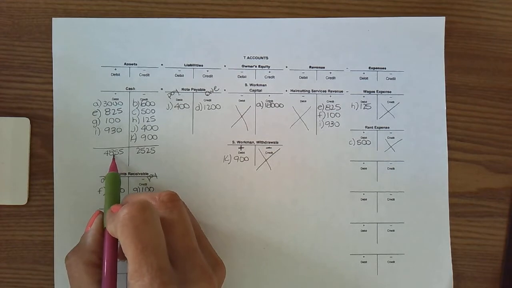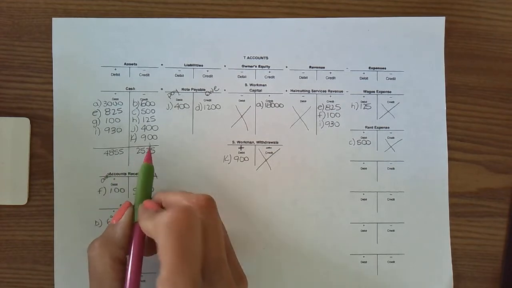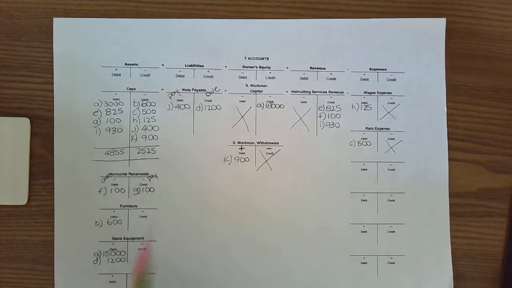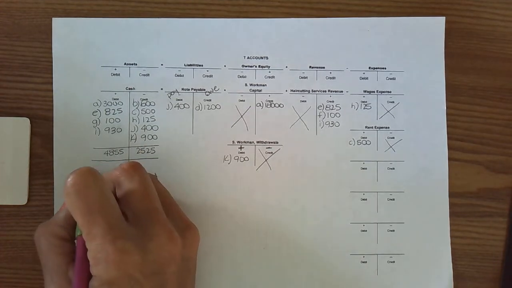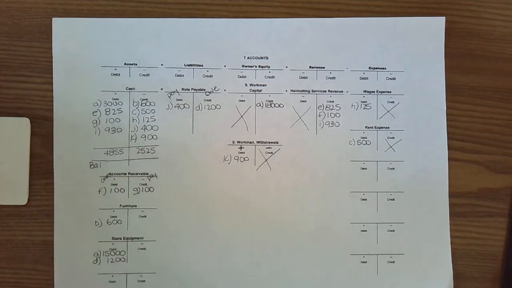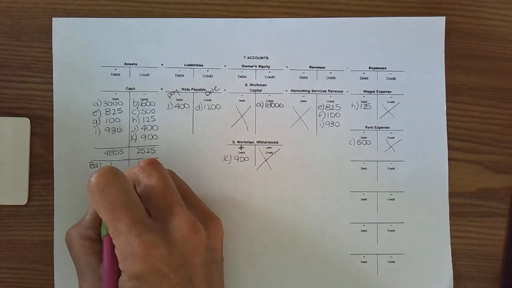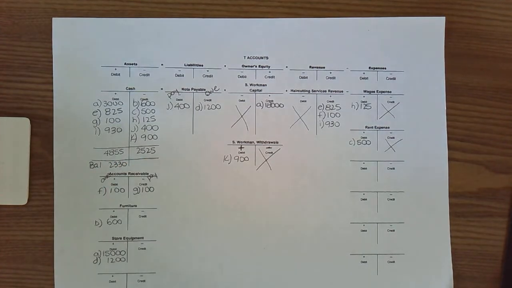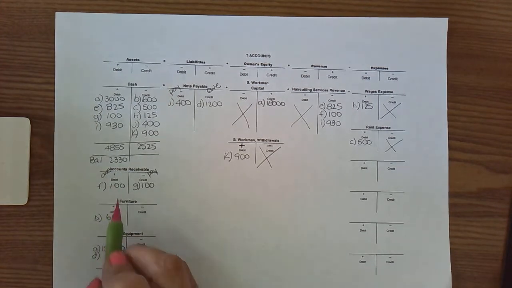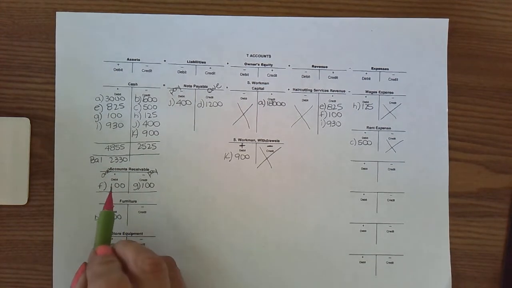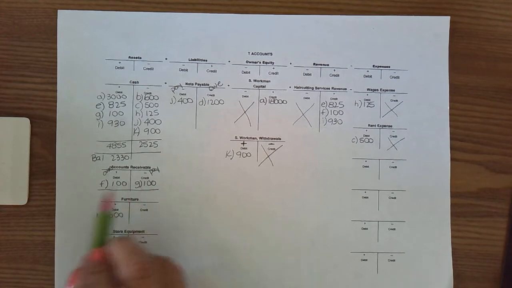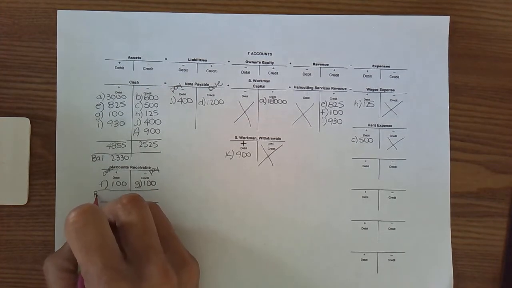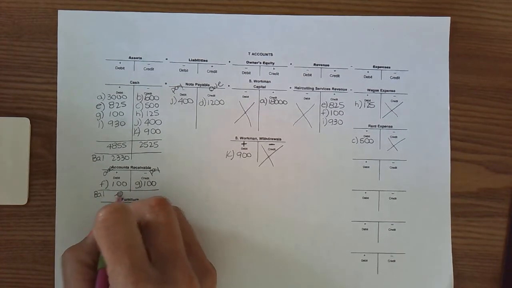Then we're going to take the money we took in and subtract the money that we paid out. So we're going to draw another line. And on that plus side, we're going to write BAL for balance. And we get $2,330 that we have left in cash. For our accounts receivable, we're going to draw a line across. The debit and the credit, they zero each other out. So we will write balance on the debit side and put 0.